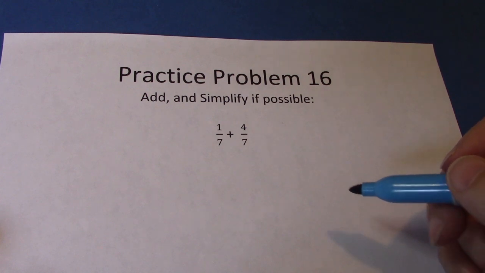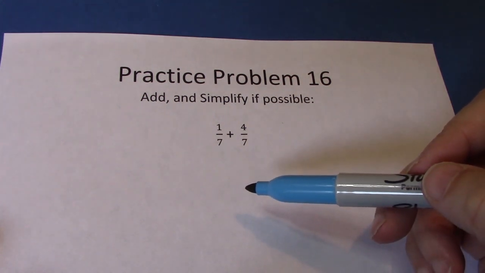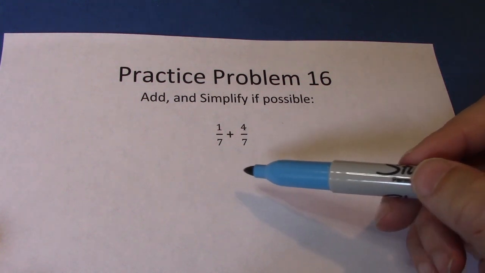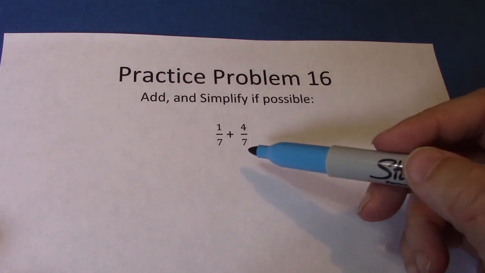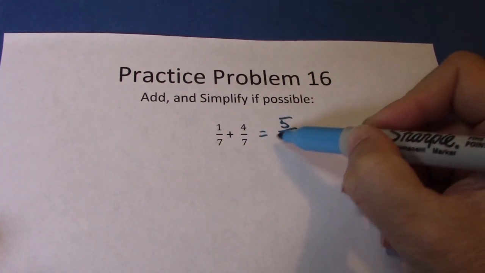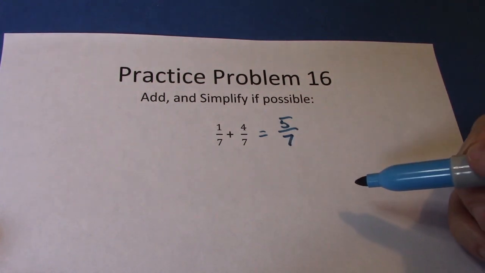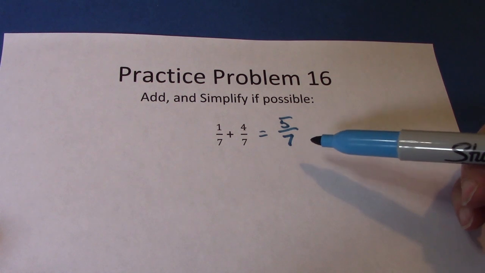Problem 16 is about addition with simplification if possible. Remember, with addition and subtraction, we need to have the same denominator. Well, in this case we already do. We already have 7 as the denominator for both. So we just add the numerators. 1 plus 4 is 5. We keep the denominator 7. Because 1 thing and 4 things is 5 things.